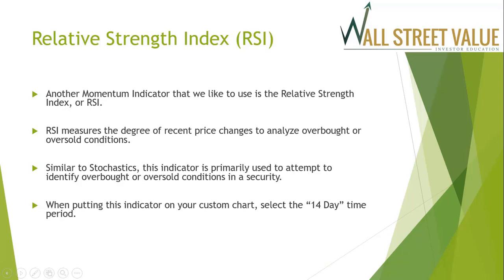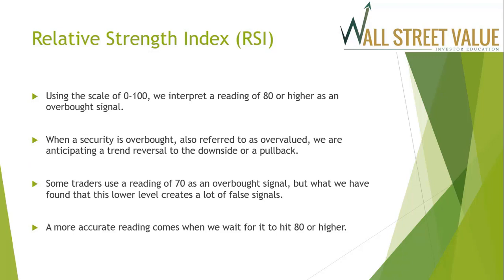Another momentum indicator that we like to use is the Relative Strength Index, also known as the RSI. RSI measures the degree of recent price changes to analyze overbought or oversold conditions. Similar to stochastics, this indicator is primarily used to attempt to identify overbought or oversold conditions in a security. And when putting this indicator on your custom chart, select the 14-day time period.